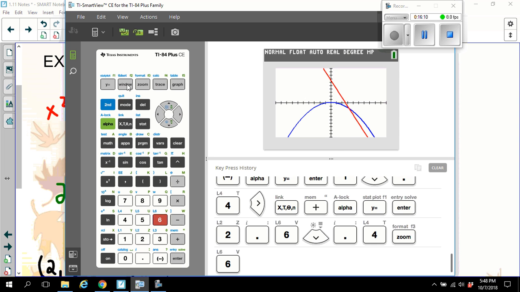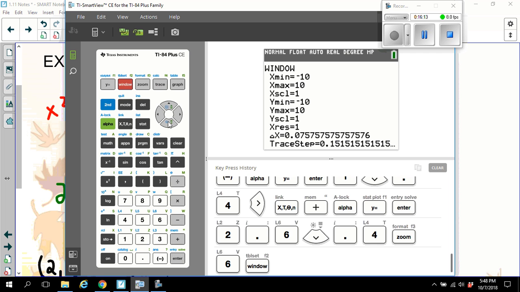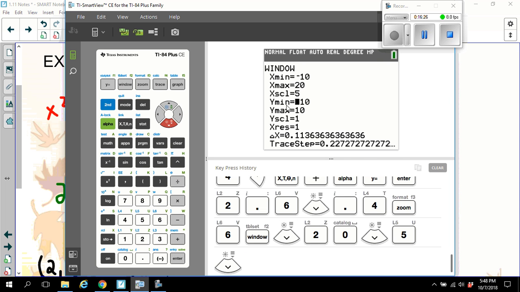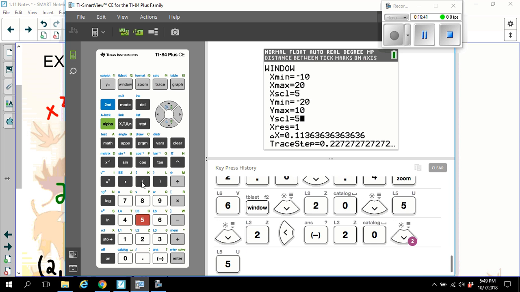So to change our window, we're going to go back to window. So as I said, for our max, let's go ahead and change it to 20. And I'm going to change my scale once again to 5. If you'd rather keep it as 2, you can do that as well. Now, I actually have to change my y minimum, because remember the graph was going down into the negative values for the y. So I'm going to make this negative 20, so make sure you do negative 20. And once again, I'm going to change my scales to 5. So let's see if this window works. If not, we can always change it to make sure it does work.